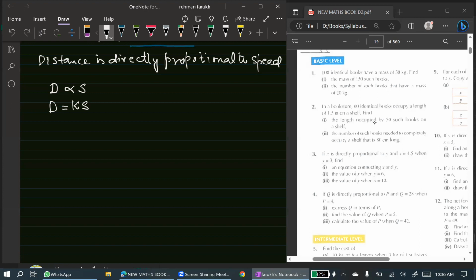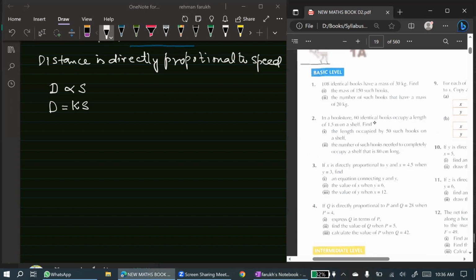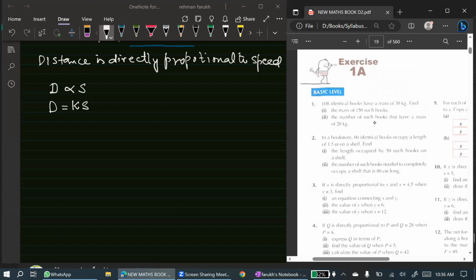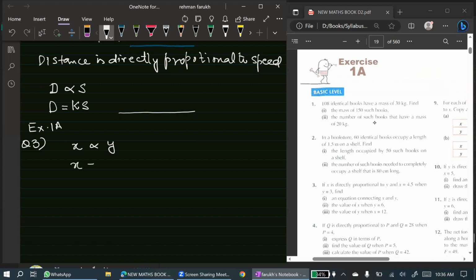Now, we will attempt question number 3 from exercise 1A. Question number 3. X is directly proportional to Y. First of all, we will write down the relationship between X and Y. X is directly proportional to Y. X, proportionality sign, Y. Now, how can I convert this into an equation?